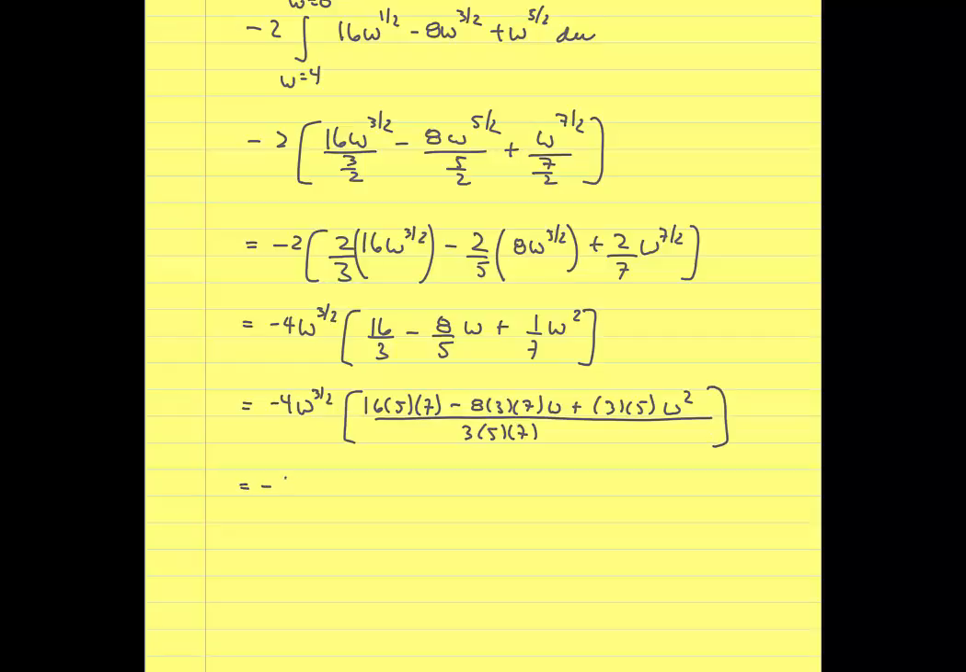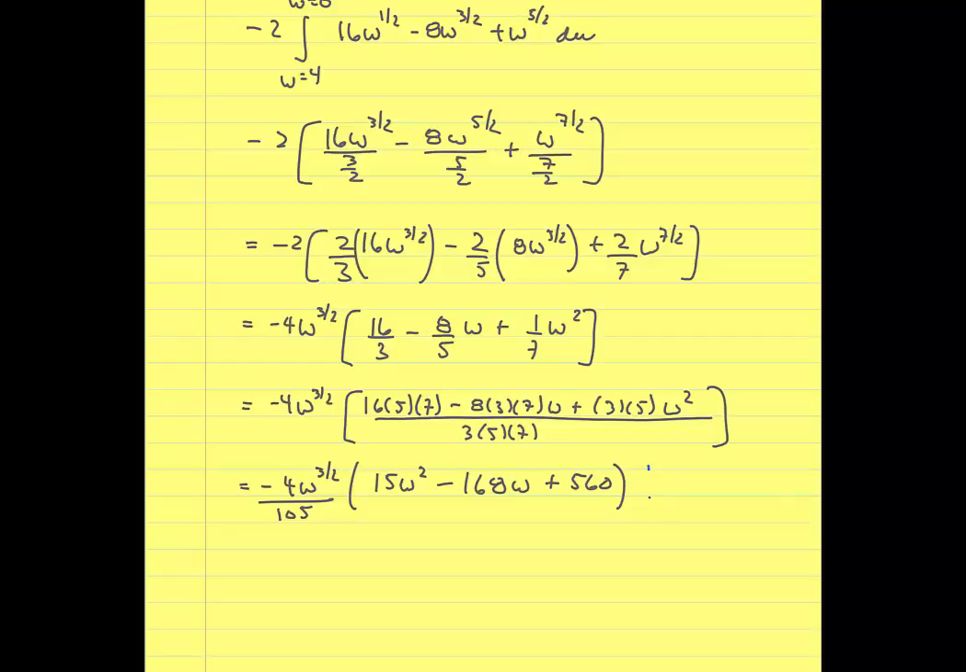Okay, so we have a negative 4w to the 3/2. Now in the denominator I have that 3 times 5 times 7, so that's 15 times 7 is 105, so I can pull that out front. And then up here I want to have my leading coefficient, so 3 times 5 is 15w squared. 8 times 3 is 24 times 7 would be 168w. Then on the far left I have 16 times 5 is 80, and then of course 80 times 7 is 560. I think I've simplified this as far as possible.